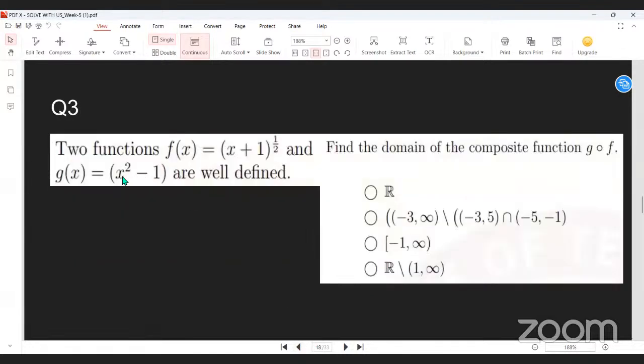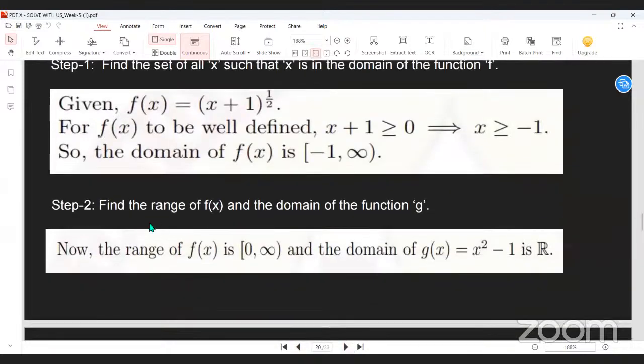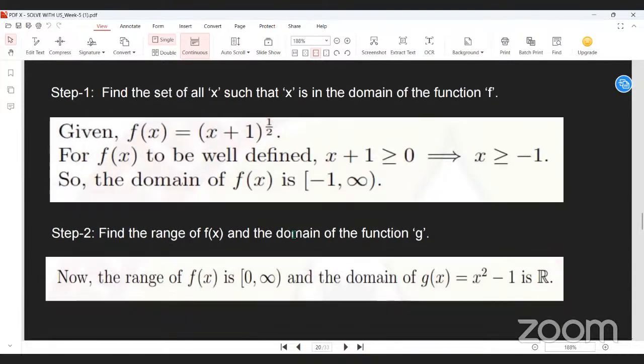Okay. Now we have g of x equals square root of x squared minus 1. Find the range of f of x and the domain of g of x. So the range of f of x is 0 to infinity.